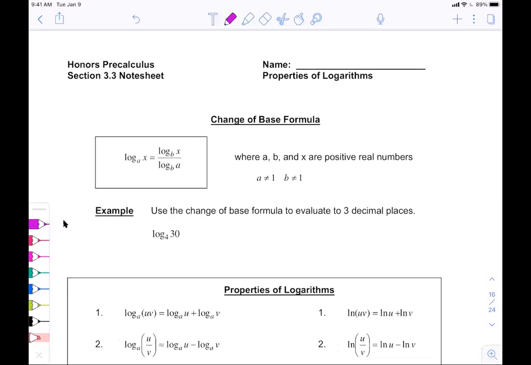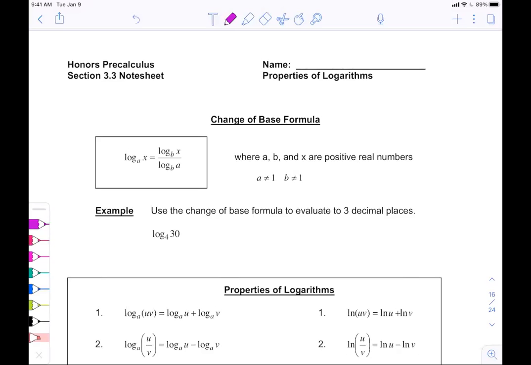This is a review of, as I said, the properties of logarithms, dealing with having multiple logarithms. And the first property we have is called the change of base formula. The change of base formula helps us evaluate logs that we cannot evaluate using exponential form, but it helps us evaluate them using the calculator.